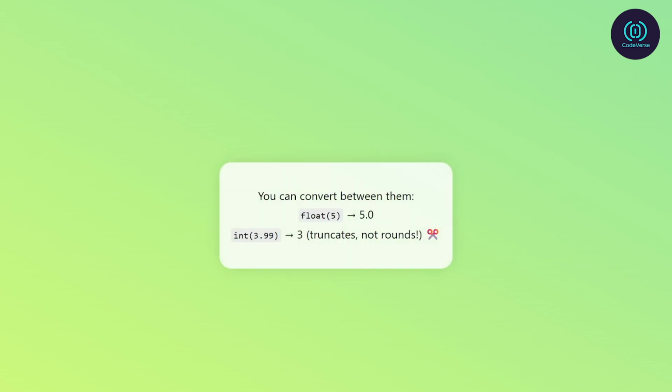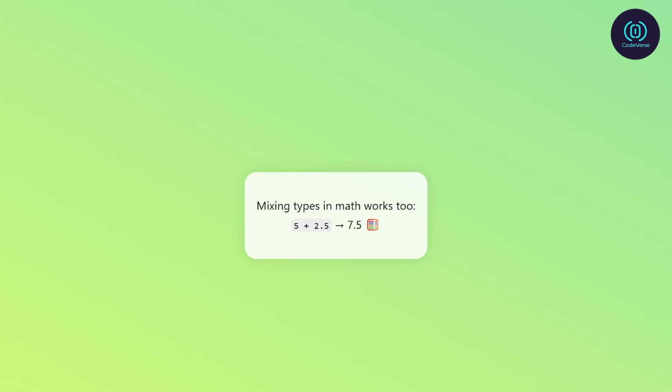You can also convert between numeric types easily. Want to turn an integer into a float? Just use float(5), and you'll get 5.0. Need to turn a float into an integer? Use int(3.99), just remember, it truncates the decimal, it doesn't round. And because Python is super flexible, you can mix numeric types in math operations, though the result will often be a float if one of the numbers is a float.